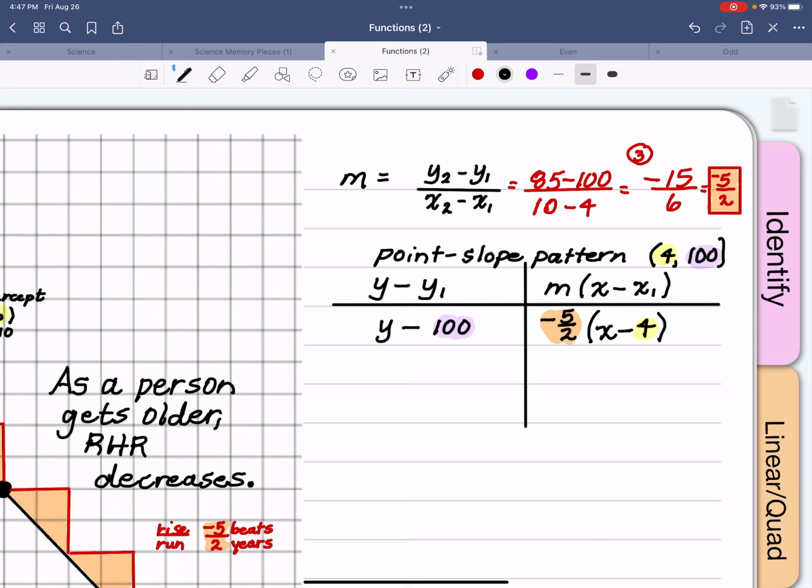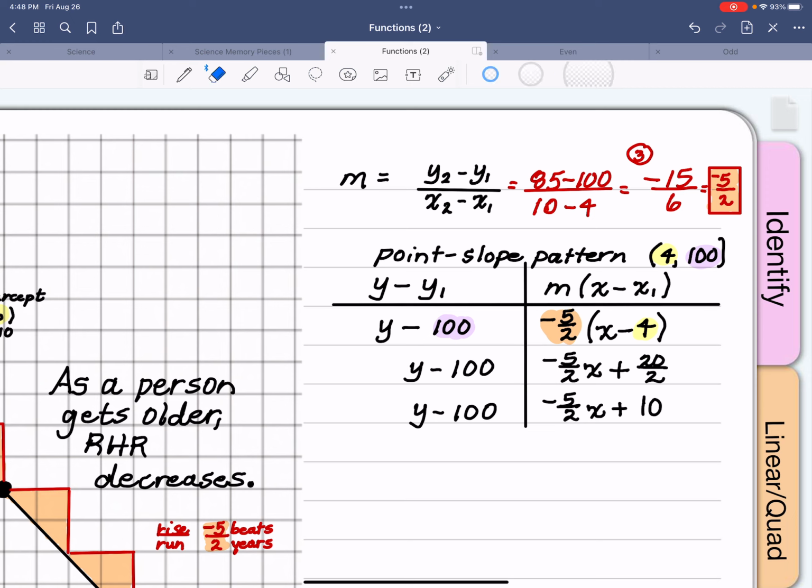So we used a point and we used slope, and we need to simplify here. Y minus 100 is simplified. Nothing I can do there. Negative 5 halves times x. Negative 5 times negative 4 is positive 20. And don't lose your 2. So I have y minus 100 equals negative 5 halves x plus 2 into 20 is 10. So there's the equation in point slope form.